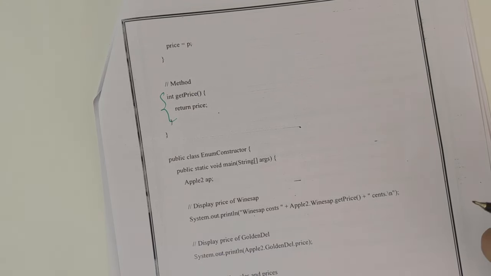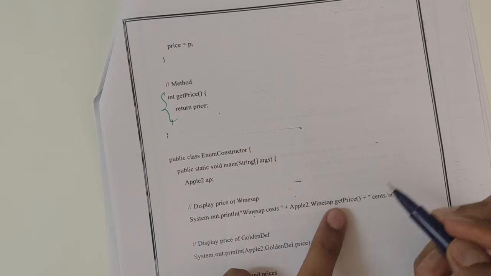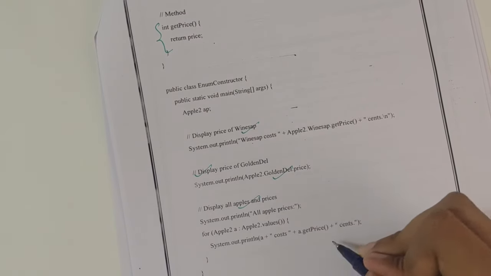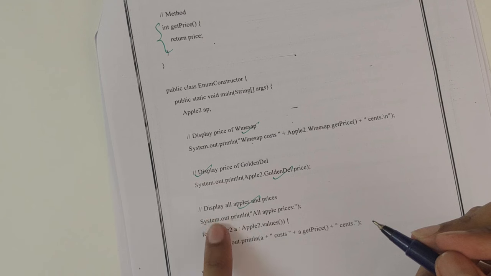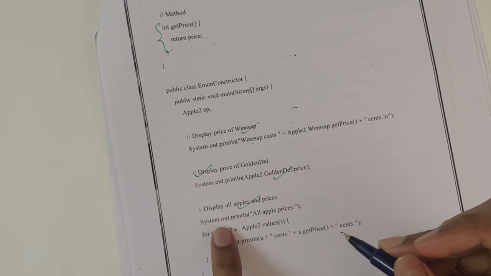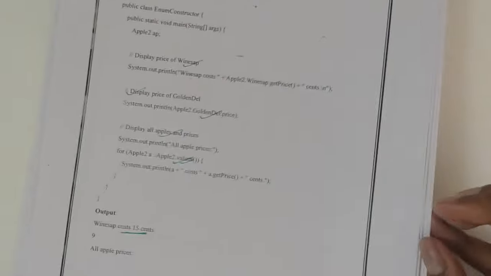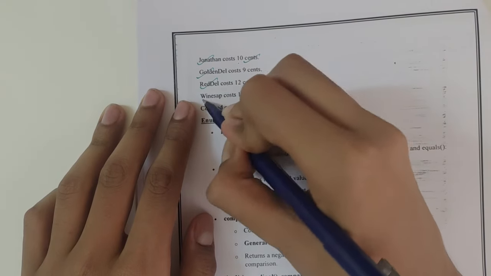Next is the main function, display price of Winesap. Apple2.Winesap.getPrice will help me in outputting the particular price which is of Winesap. The same goes for the Golden Del, and the same goes for the other prices as well, like display all apples and prices. So we have taken a for loop. This for loop will iterate over all the enum constants using the Apple2.values method, and for each apple type it prints the name and price. Like Winesap costs 15. This 15 we have taken from here, you can see. Similarly for 10, Jonathan, Golden Del, Red Del, Winesap and Cortland.